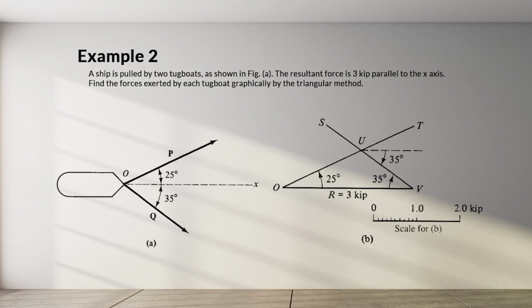The resultant of 3 kip is drawn to scale parallel to the x-axis from O to V, as shown in figure B. The line OT is drawn through O at an angle of 25 degrees, and the line VS through V at an angle of 35 degrees. The two lines intersect at point U. Force P is directed from O to U, and force Q is directed from U to V. Measuring the magnitude of the forces, we obtain P equals 2.0 kip and Q equals 1.5 kip.